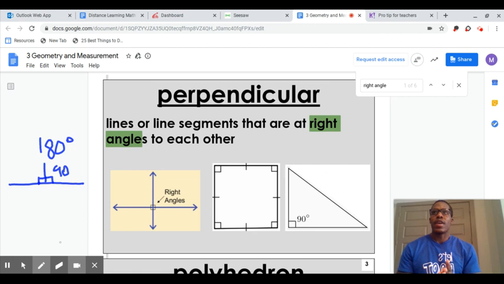For your evidence, for your activity, I want you to take your camera and find some angles around your house. If you don't have access to a camera on my Google Classroom, you can also type about it. Look forward to seeing what you guys can find.